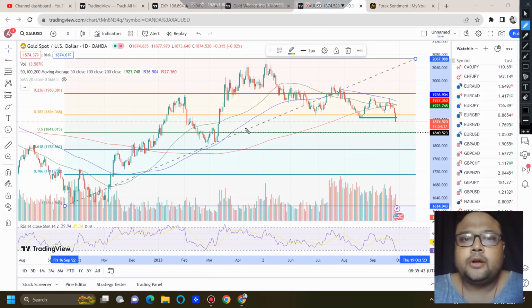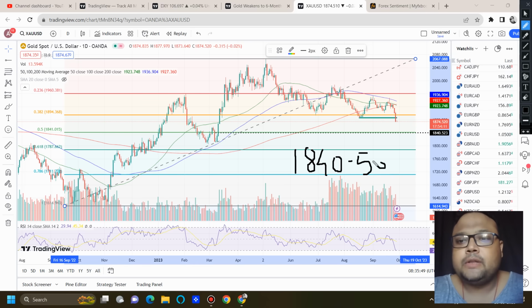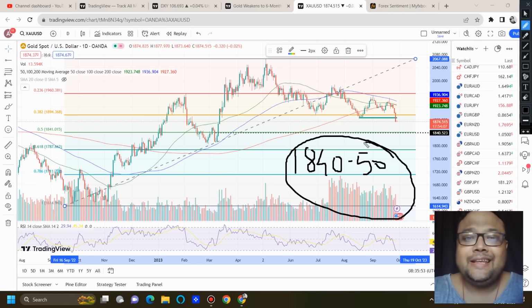The next support on the chart of gold is around 1840 to 1850. This is the next immediate support on the chart of gold, but still there is no guarantee that market will show a trend reversal from 1840 or 1850, because if the same market sentiment remains, then obviously the pressure on gold will continue, and as a seller, you will get further selling opportunities.